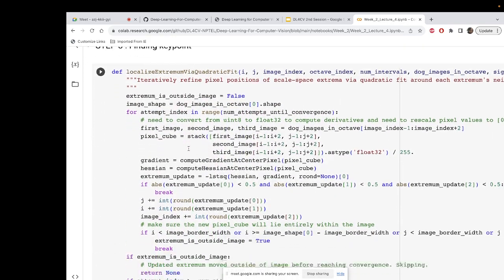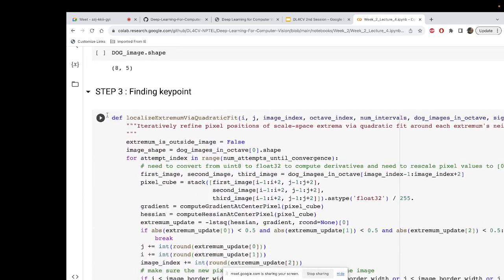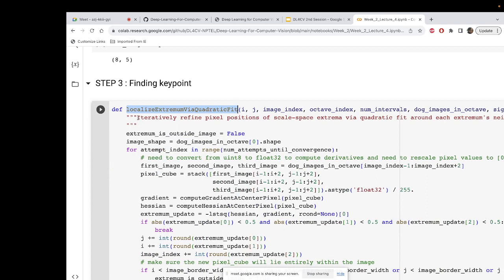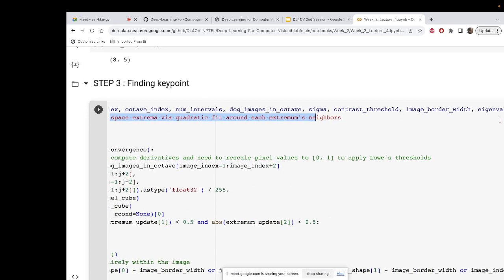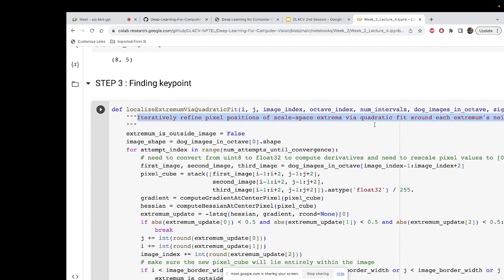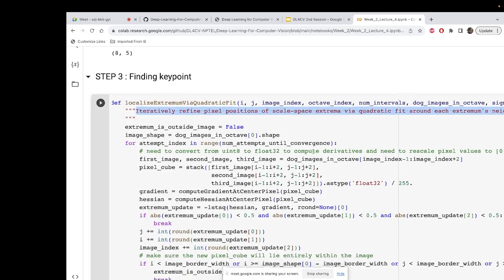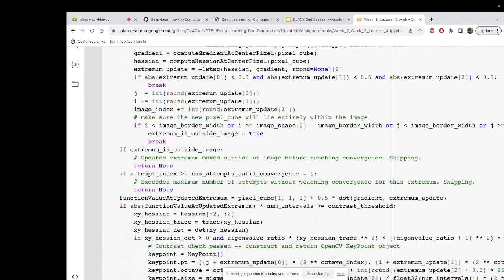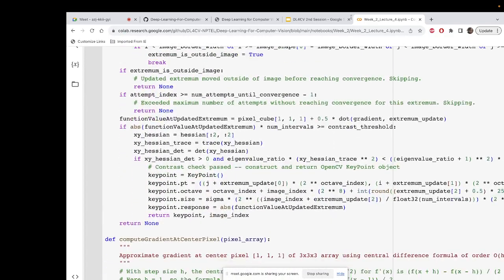And now finally you have the keypoint function, localize extremum via quadratic fit. I will not go into this. It is pretty involved, but this is just to give you a feel for the steps that go inside the SIFT algorithm, and this is for you to explore. I am just showing you the different steps given in this notebook. Now first of all you have to find the neighborhood, like we told in this way.